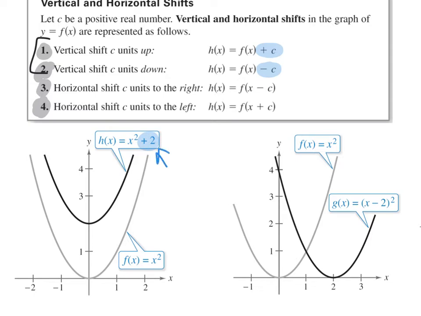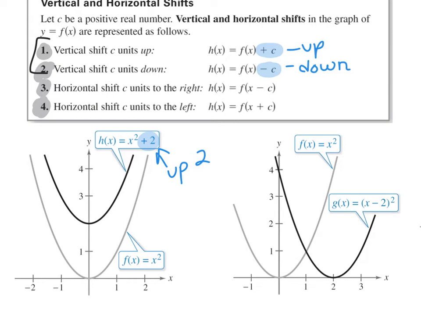This moves our parent function. It just takes the whole thing and moves it up 2 units. And so that plus or minus at the end just moves us up or moves us down. Just takes the whole thing, every single point, and moves every point up or every point down.